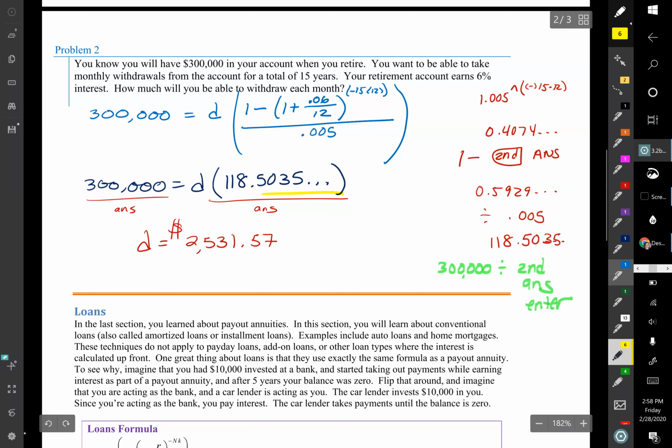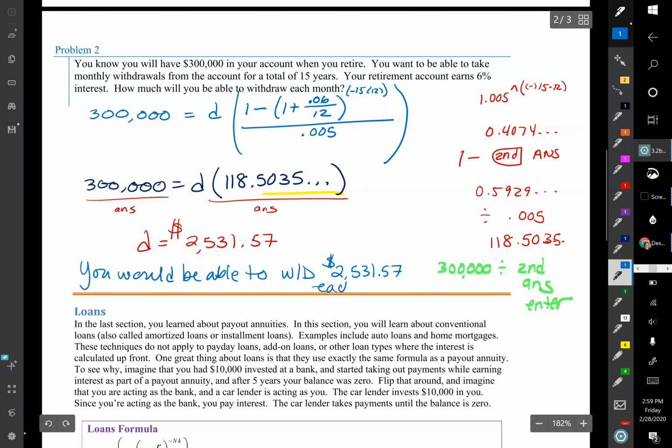So to answer this question in full, we would say you would be able to withdraw, I'm going to abbreviate here, $2,531.57 each month for 15 years. And if you live longer than that, you're in trouble. You don't have any more money.